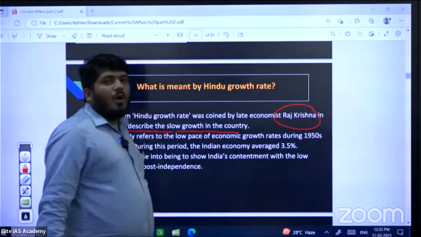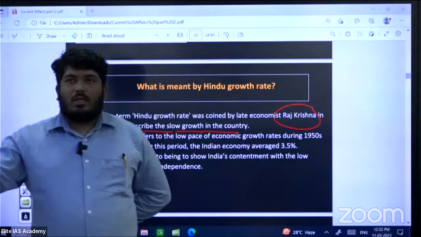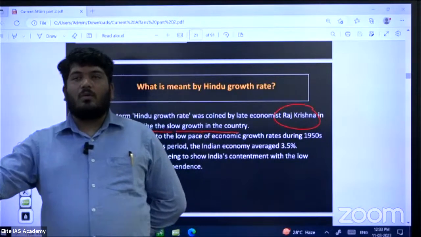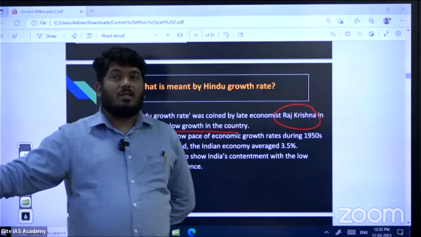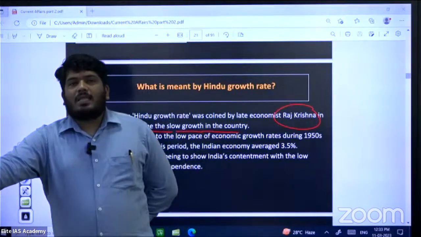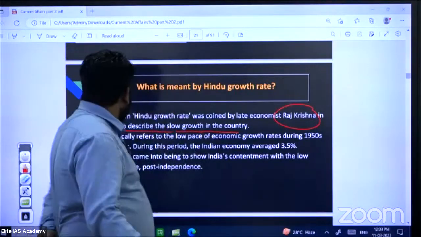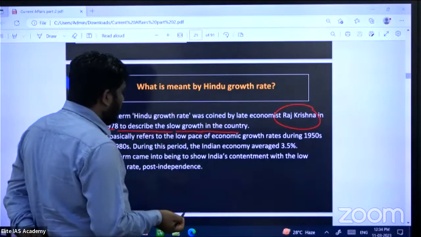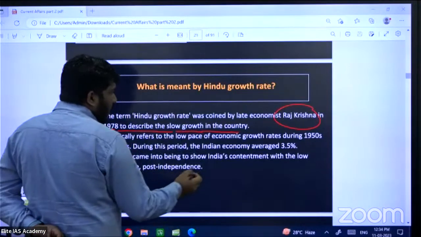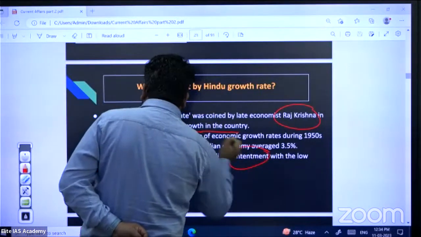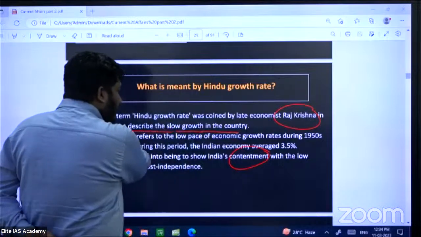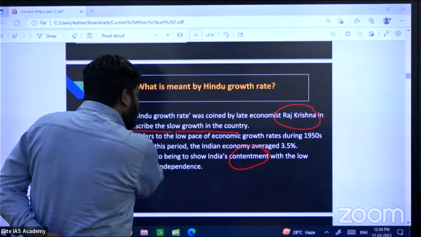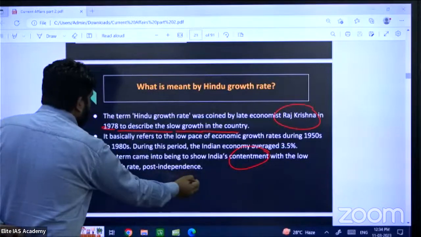Now the point is, if it was a slow growth rate, why is it called Hindu growth rate? Why not Christian? Why not some other religion's growth rate? Actually, at that time, there are so many. You can read the two words. Here it is written, contentment. In the Indian economy, India's contentment and low growth rate post independence.